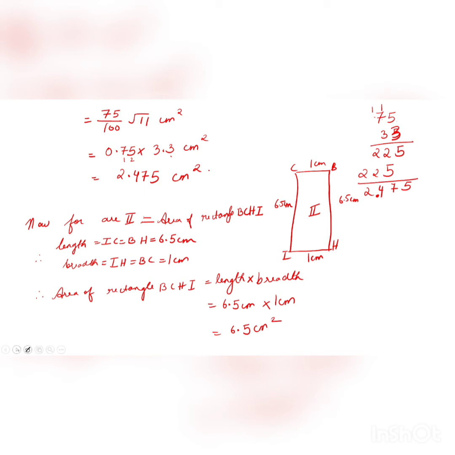Okay, now let's go for the third area. Now area of 3 is what? It is area of this, a trapezium. Let me tell you another important thing about trapezium. It is I, H, J and K. Clear? So this is what a trapezium looks like.